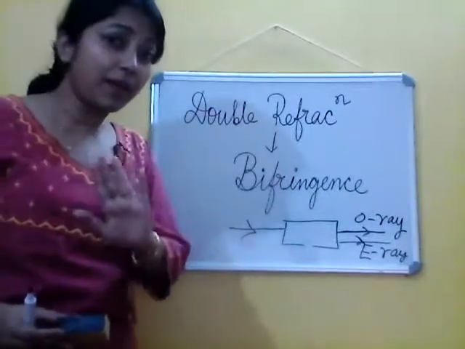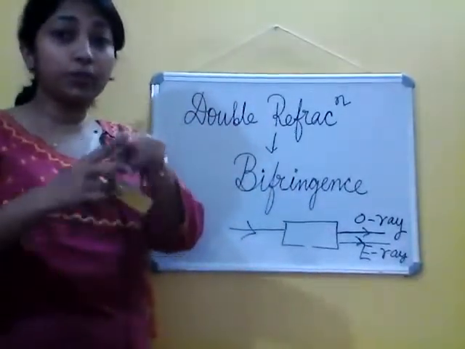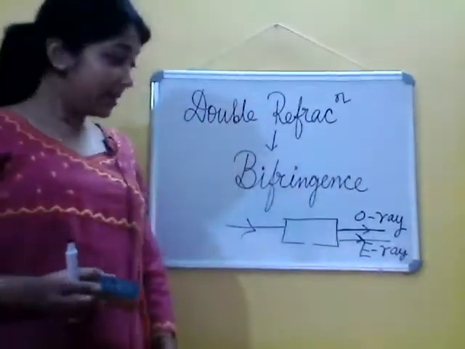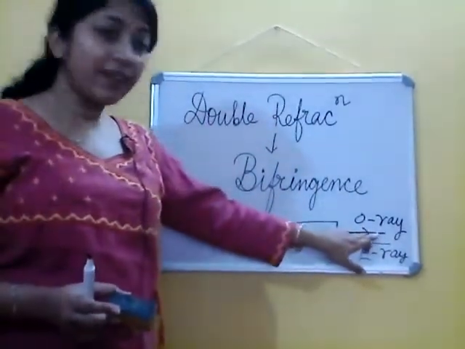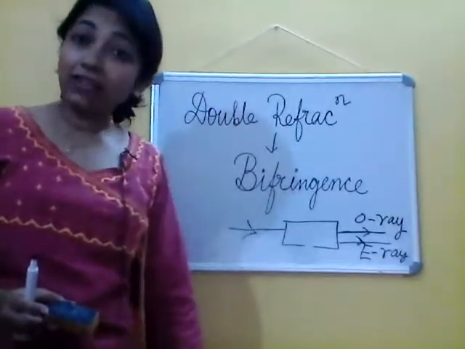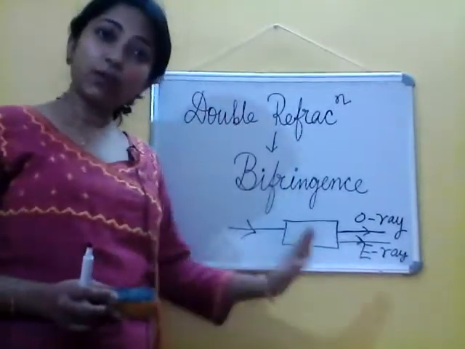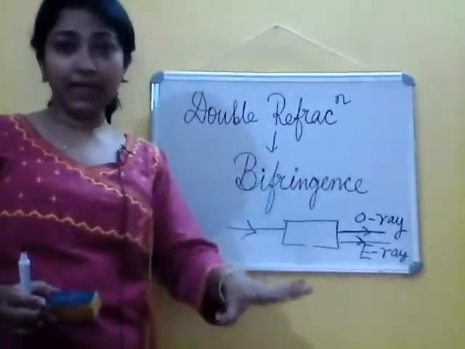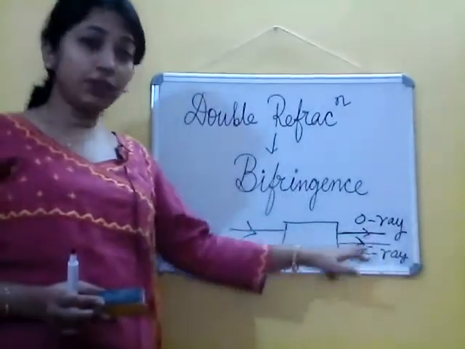So some phenomenon has caused these two particular rays to diverge from each other. Because of that, this O ray will have a particular velocity of its own, and the E ray also will have a velocity of its own. When they come out, suppose I am doing some experiment on the O ray and the E ray, I can find out the velocity of this.